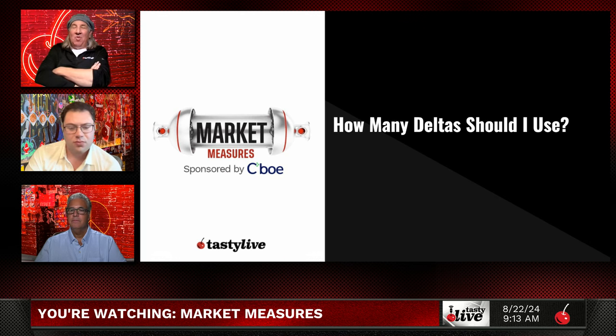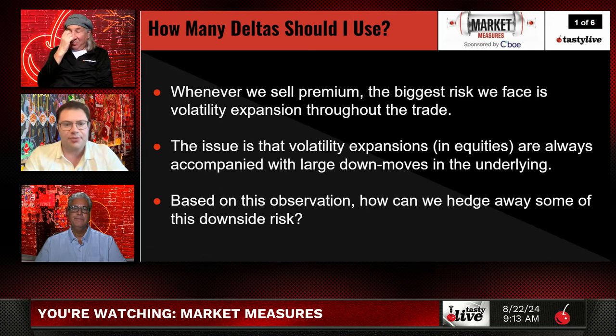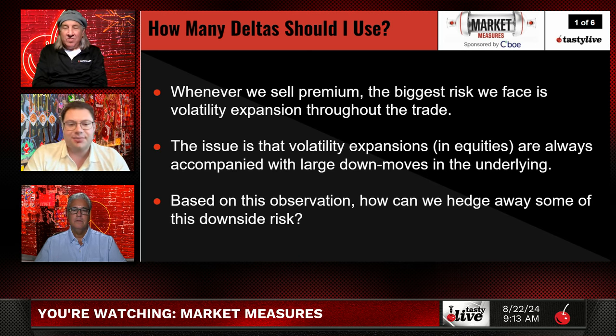Give me the example. What are we hedging? Tell me what we're hedging, and I'll tell you how many deltas to use. All right, well, let's take a look. Whenever we sell premium, the biggest risk we face is volatility expansion. The issue is that volatility expansion in equities is always accompanied by large down moves in the underlying. So based on this, how can we hedge away some of this downside risk?